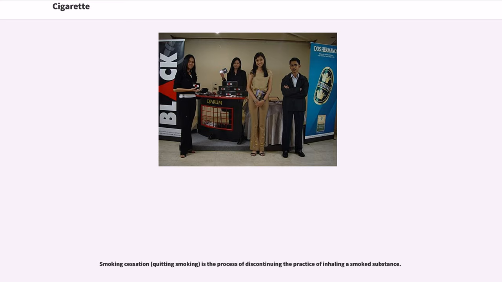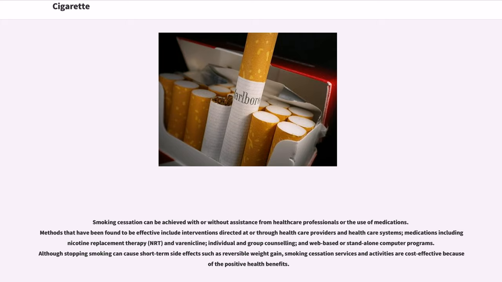Smoking cessation is the process of discontinuing the practice of inhaling a smoked substance. Smoking cessation can be achieved with or without assistance from healthcare professionals or the use of medications. Methods that have been found to be effective include interventions directed at or through healthcare providers and healthcare systems, medications including nicotine replacement therapy and varenicline, individual and group counseling, and web-based or standalone computer programs. Although stopping smoking can cause short-term side effects such as reversible weight gain, smoking cessation services and activities are cost-effective because of the positive health benefits.